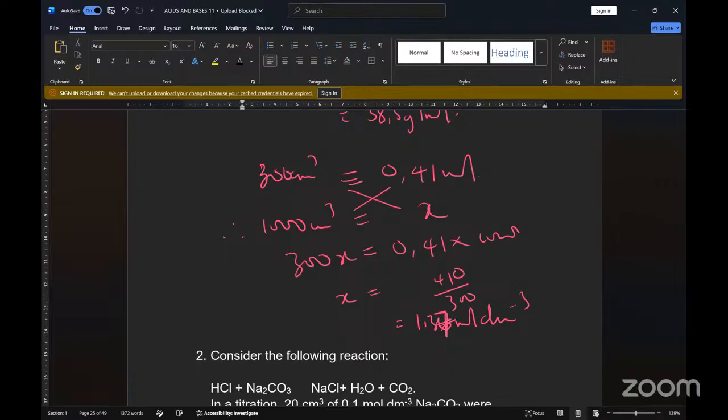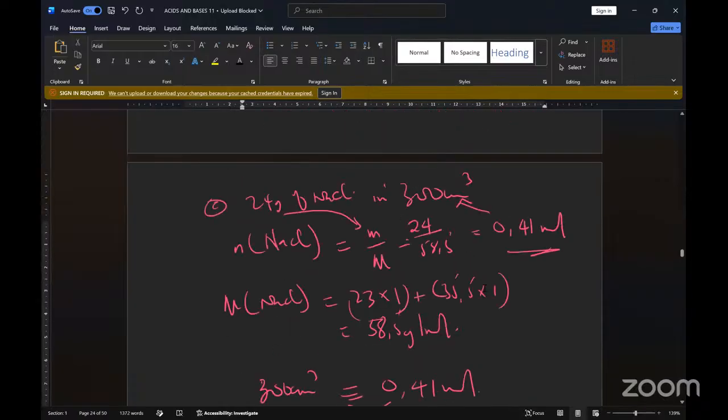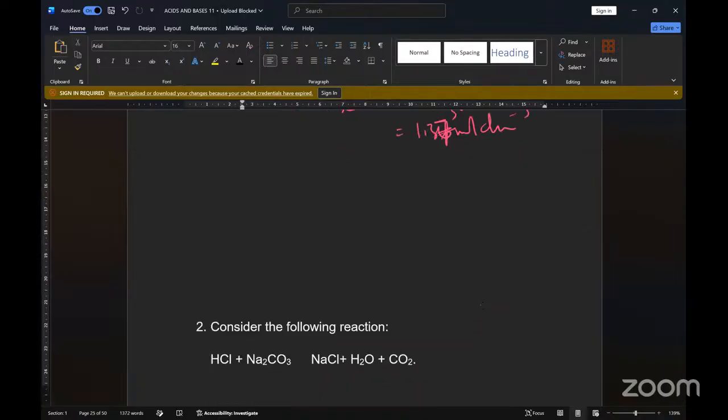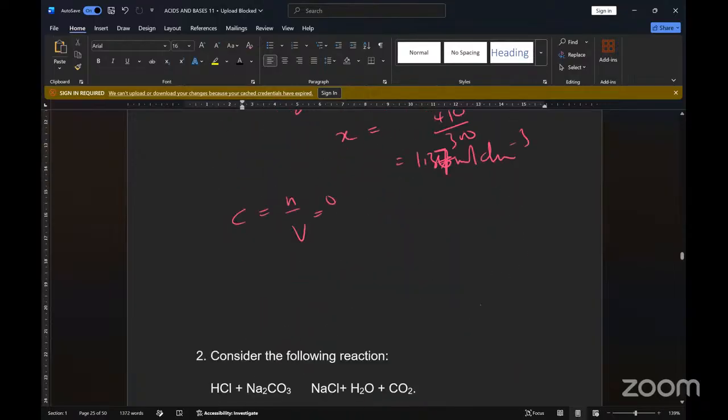Okay, if you want to go through the formula route, you can also do that. When you get the number of moles here, this will be the number of moles, this will be the volume, but this volume has to be changed to decimeter cube. You can also use the formula concentration is equal to number of moles over volume. The number of moles according to this one is 0.41. The volume is 300 over 1,000 because we are converting it into decimeter cube.